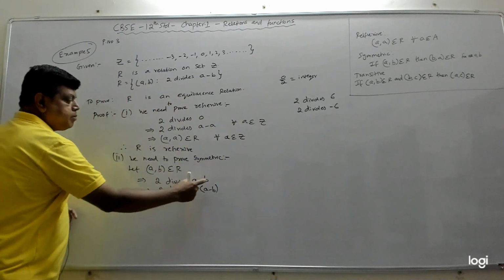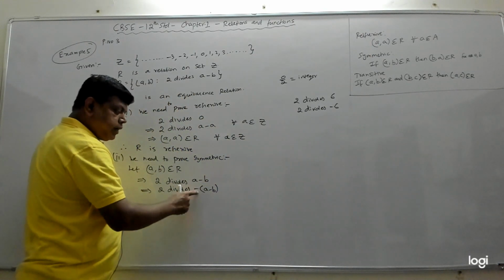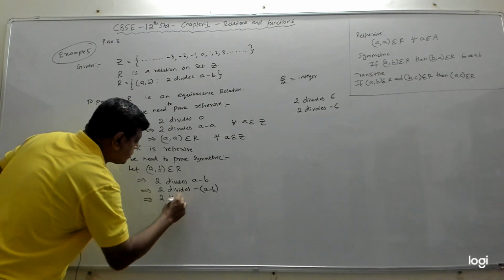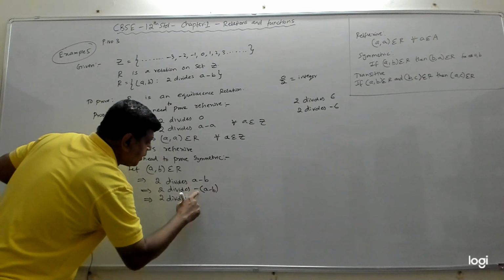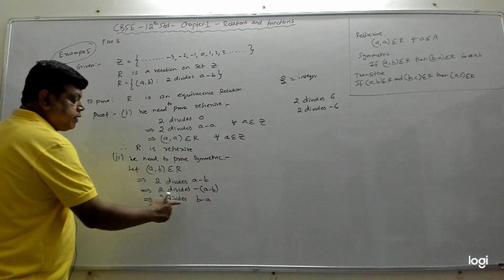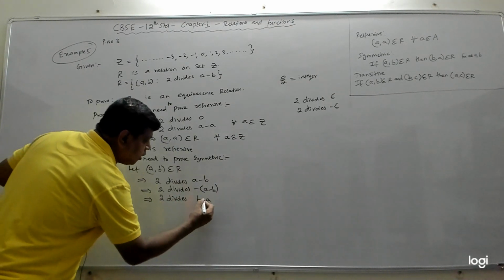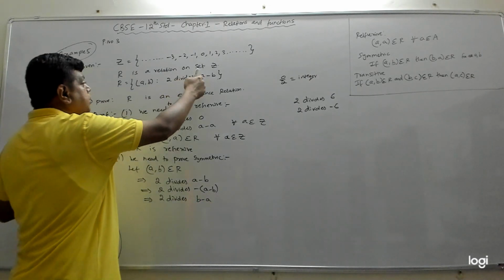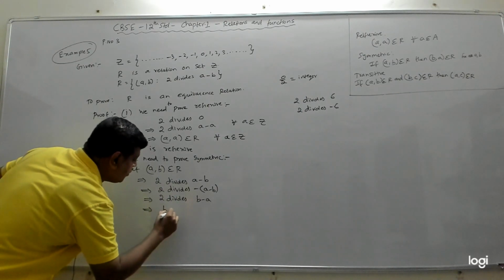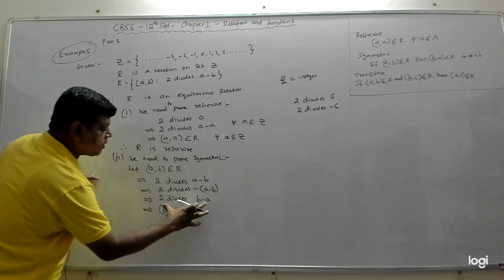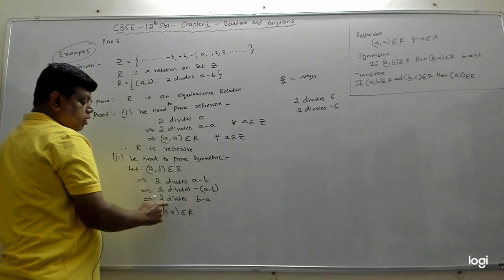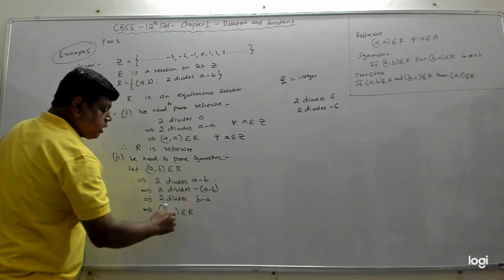So here 2 divides a minus b, which is a number, therefore 2 will divide the negative of this number, minus of (a minus b). So what is minus of (a minus b)? Minus into a, minus into minus is plus, so it becomes b minus a. Now 2 divides b minus a. So when 2 divides b minus a, we can say (b, a) belongs to R. Because whenever you get this condition, you can write this. Here we got 2 divides b minus a, which means (b, a) belongs to R.